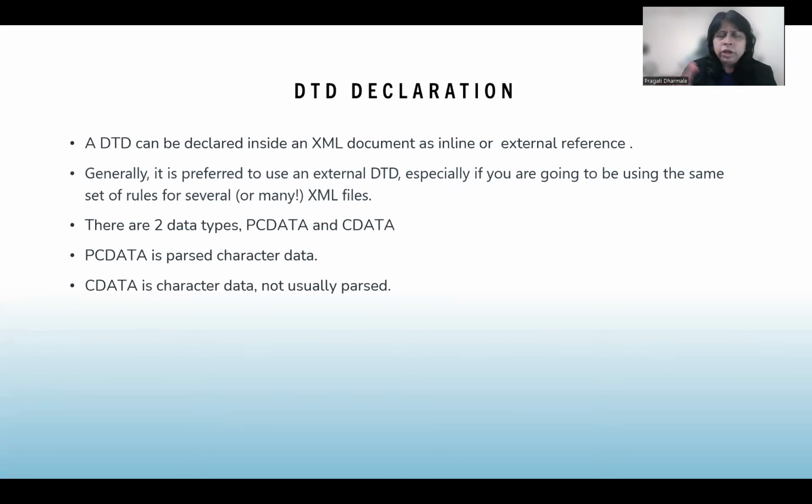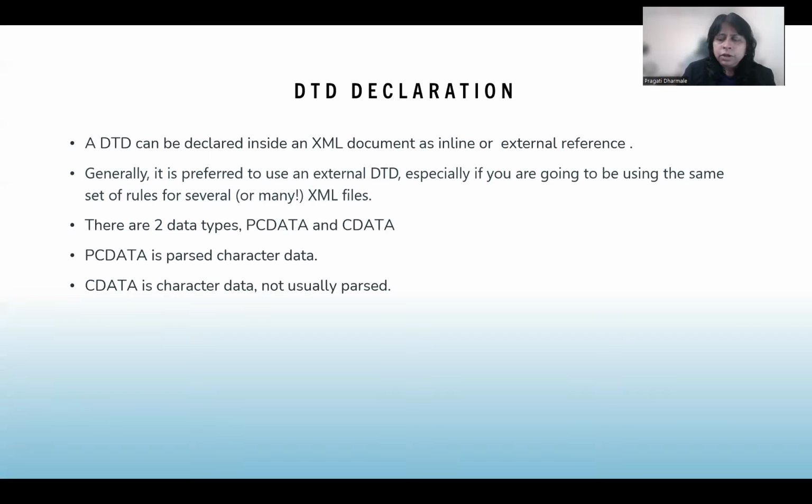Now, there are two types. We can define a DTD as an external document, or an external reference, or an inline document. So we can declare it inside an XML document as inline, or as a separate document, which we call an external reference. Generally, the preference is to use an external DTD document, because if you are going to be using the same set of rules for several XML files, then it would be more efficient to use an external DTD.